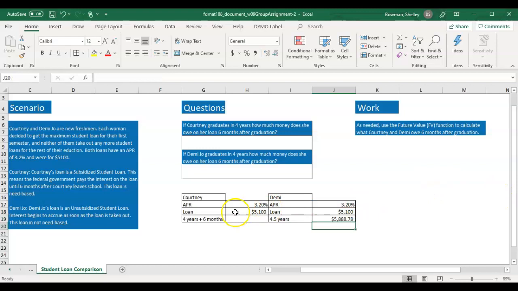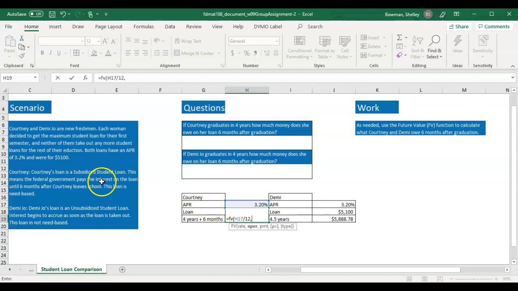The next one, Courtney, hers will also be a future value, and her rate is the same, divided by 12, comma. The number of periods here, she actually doesn't have to pay anything because the federal government is paying her interest for the 4 years, and she doesn't have to pay anything until 6 months later. So actually the number of periods for her is going to be 0. And just like with Demi, the payment is also 0, but the present value is, again, I can't reference it, so we'll type in H18 right there.